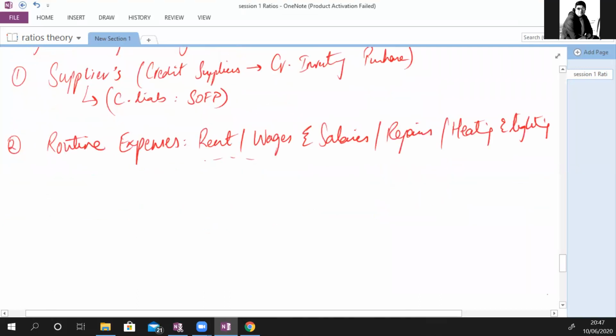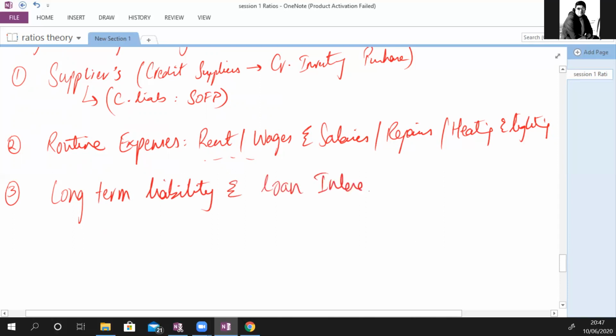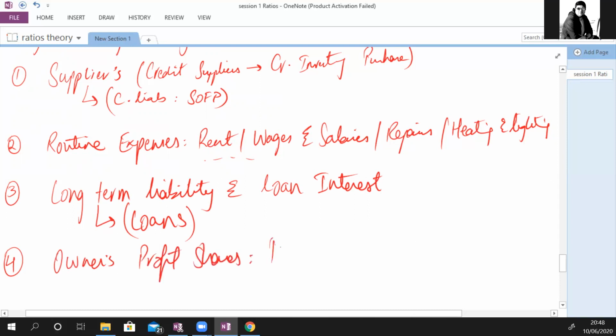Now, moving on, the third payment preference for the business would be long-term liability and loan interest. From the long-term liability, I would mean repayment of loans and loan interest. That would be third on the payment list. And finally, the least preferred payments the business would like to make is owner's profit share, also known as drawings or dividends in a form of a company dividends. So this is the payment preference for any business.